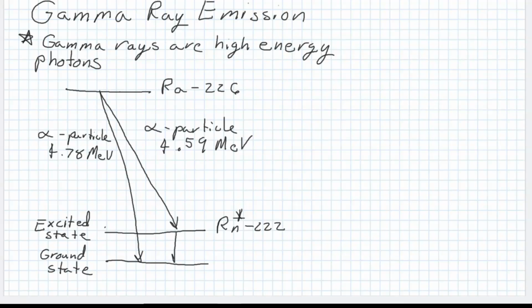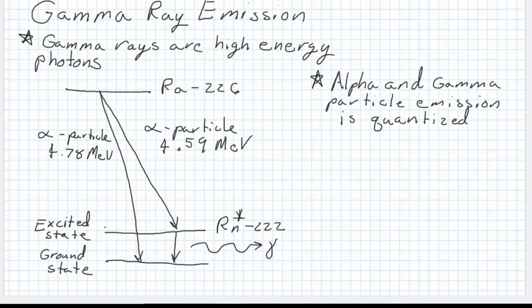And that leaves our radon in an excited state. And so this nucleus has to drop back down to the ground state. And when it drops back down, that energy has to go somewhere. And so it emits a gamma particle. And so the gamma particle is equal to the difference in energies of 4.78 mega electron volts and 4.59 mega electron volts. And so that's where the gamma particle comes from.